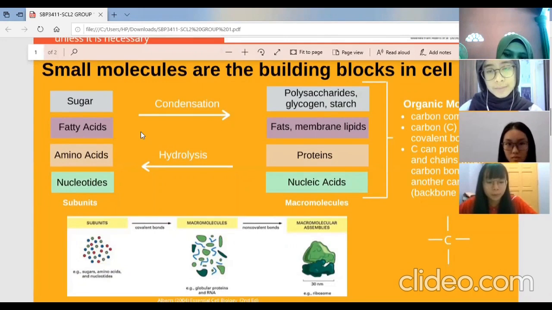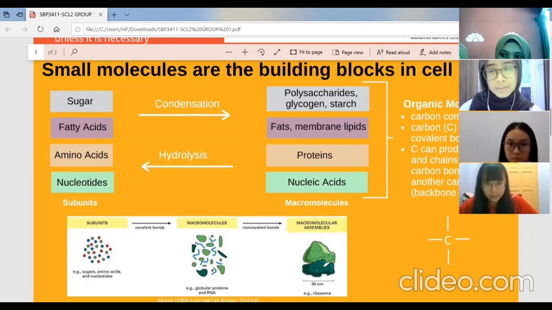So monomers will undergo condensation to form polymer. What is condensation? Condensation is the synthesis of macromolecules by removing a water molecule. The polymer also can be broken down to its monomers by undergoing hydrolysis, which is the addition of water molecules. So what is an organic molecule? Actually, an organic molecule is a carbon compound which contains carbon-hydrogen bonds, due to the ability of carbon to form up to 4 covalent bonds readily.